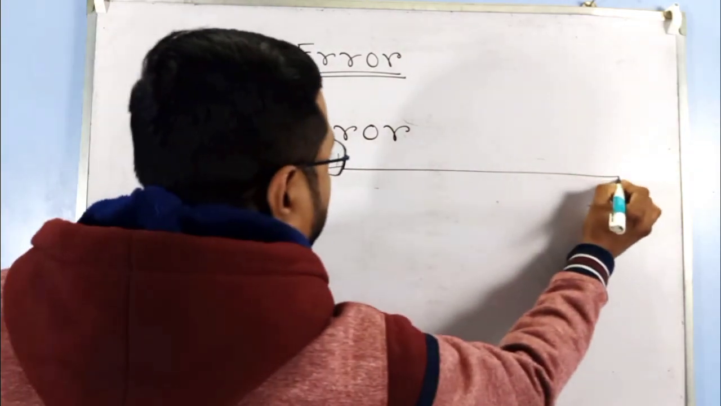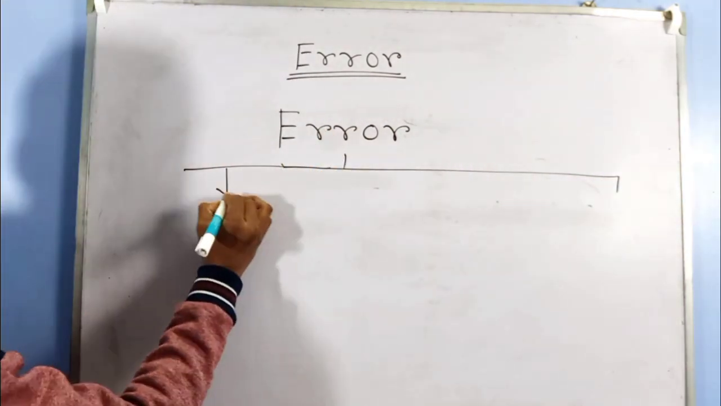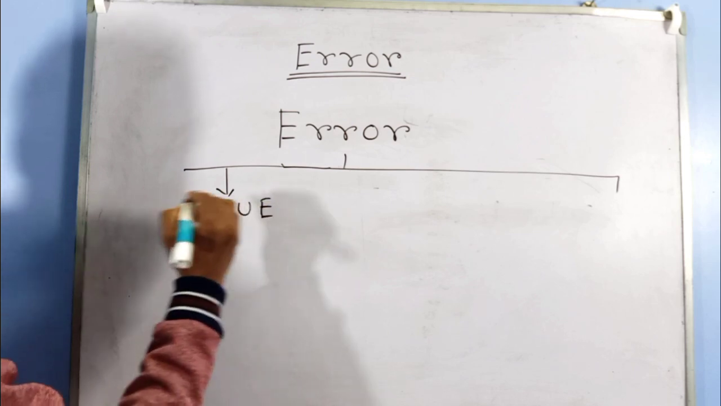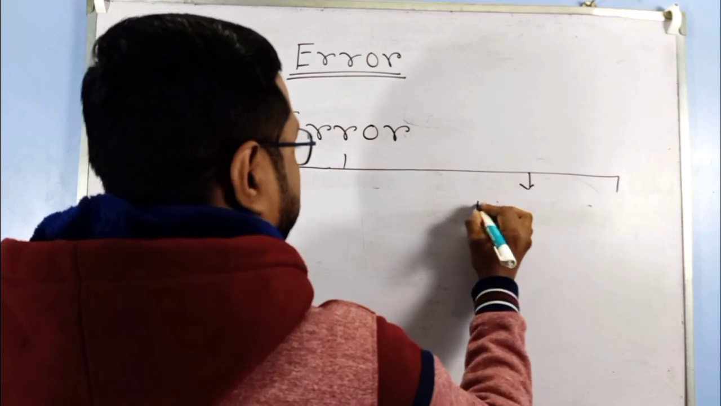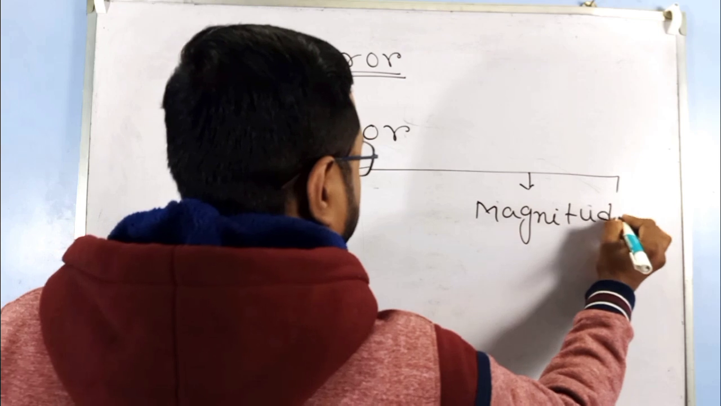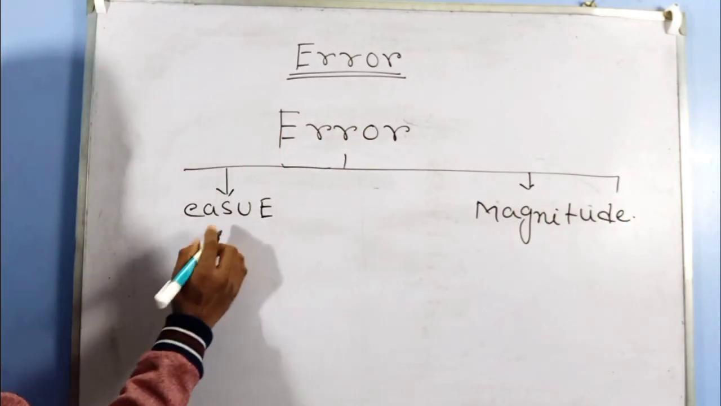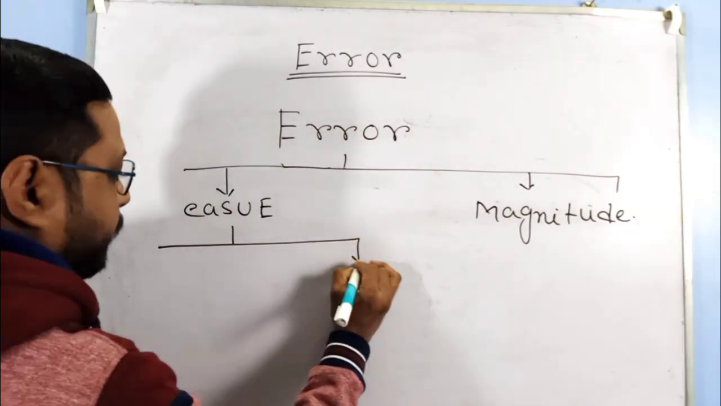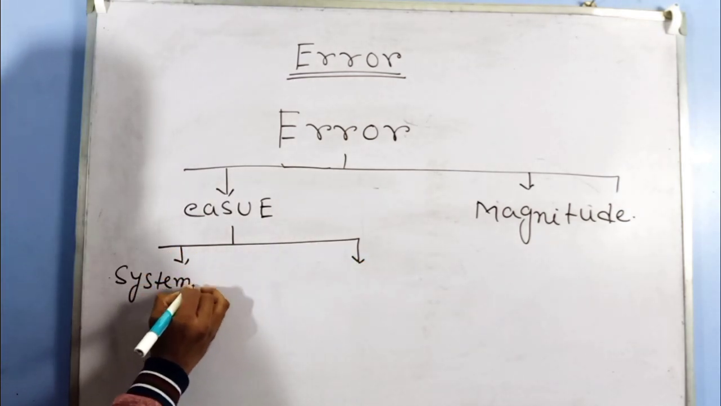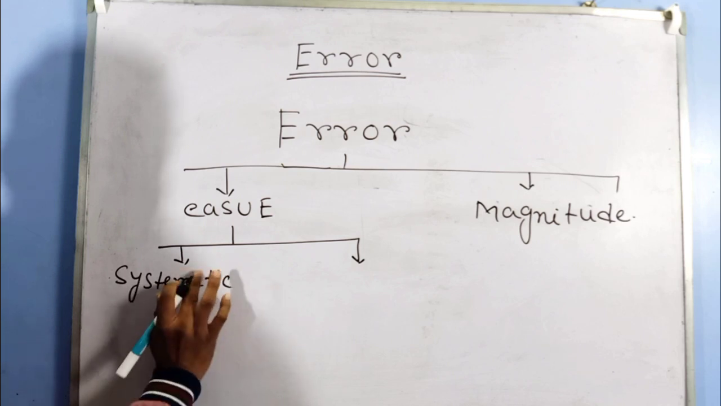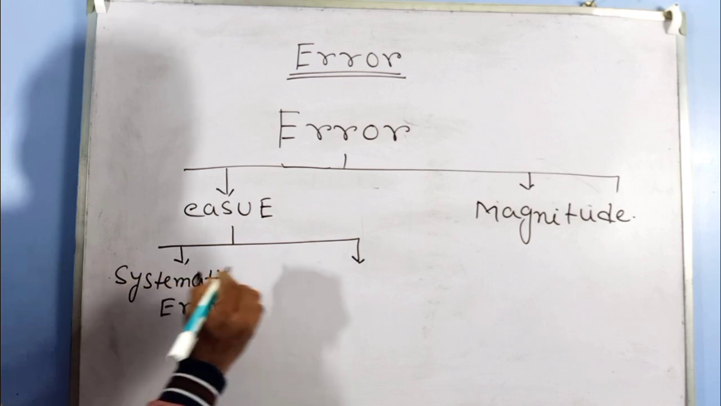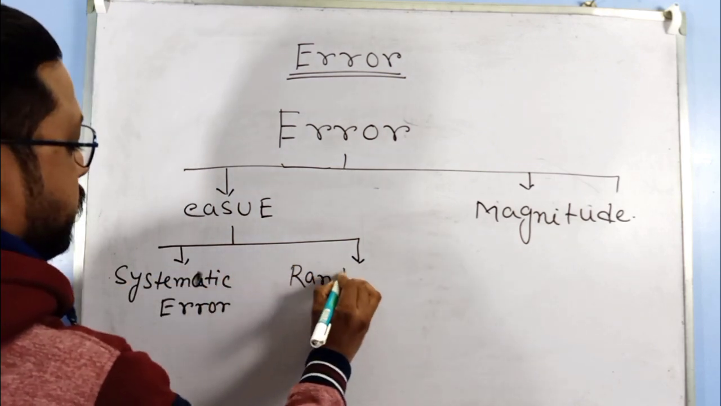One is by cause, कि इसका कारण क्या है. One is by cause and the other is by magnitude. By cause there are two types of error: one is systematic error, the other is random error.